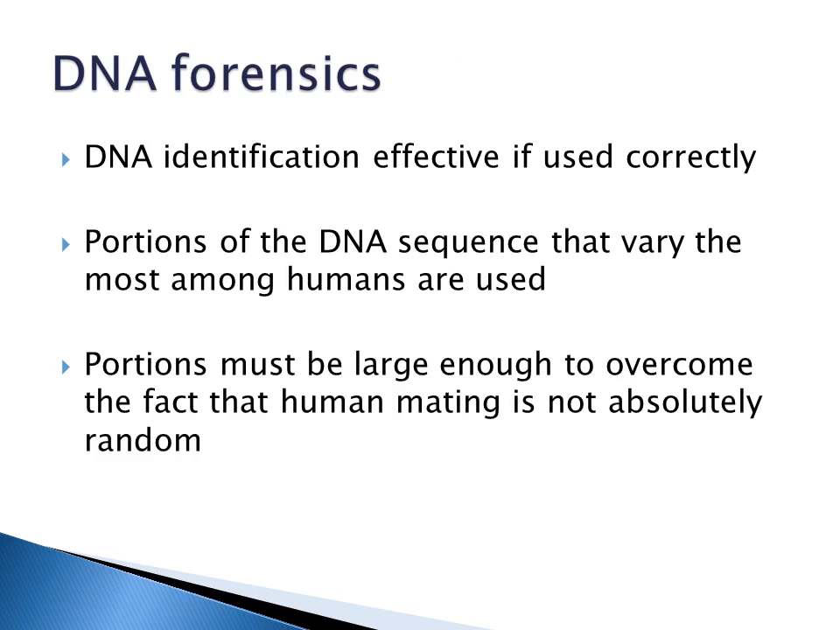So DNA identification can be very effective if it is used correctly. The portions of the DNA sequence that vary the most among humans must be used. Also, these portions must be large enough to overcome the fact that human mating may not be absolutely random.